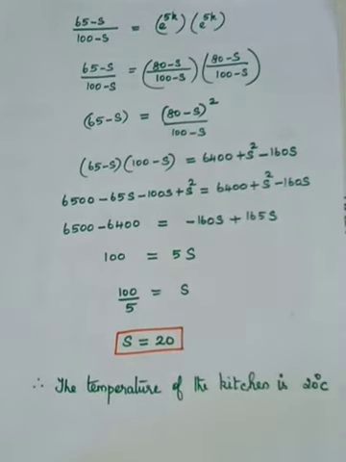What is S? S is nothing but the surrounding medium temperature. Here the surrounding medium is what? Kitchen. So the temperature of the kitchen is 20 degree Celsius.